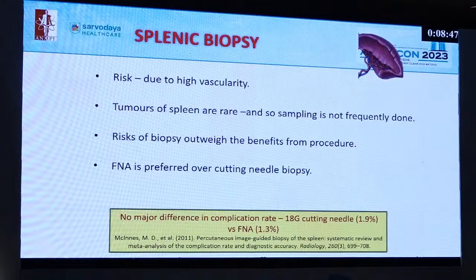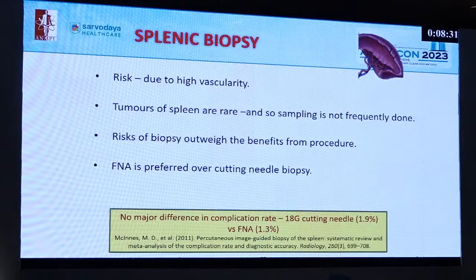So now coming to the next biopsy, that is splenic biopsy. The spleen is a vascular structure, so there is a high risk from vascularity, and because of vascularity, there is a high risk of complications. Tumors of the spleen are rare. The risk of biopsy outweighs the benefit of the procedure.